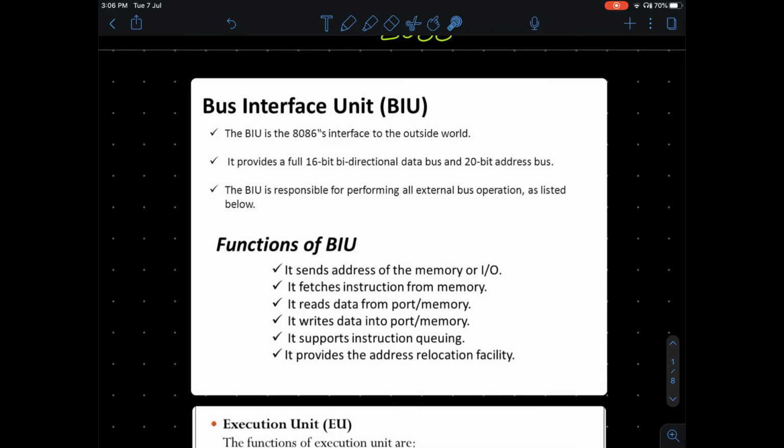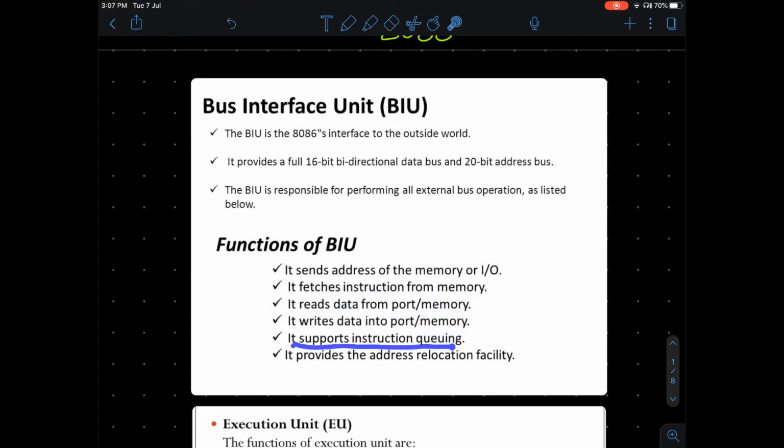The same thing is mentioned here. What are the various functions of the bus interface unit? BIU is the interface to the outside world. It provides a full 16-bit bidirectional data bus and a 20-bit address bus, which is unidirectional. BIU is responsible for performing all the external bus operations as listed below. We have already discussed this. It sends the address of the memory or IO, fetches the instruction from memory, reads the data from ports or memory, and writes the data into ports or memory.